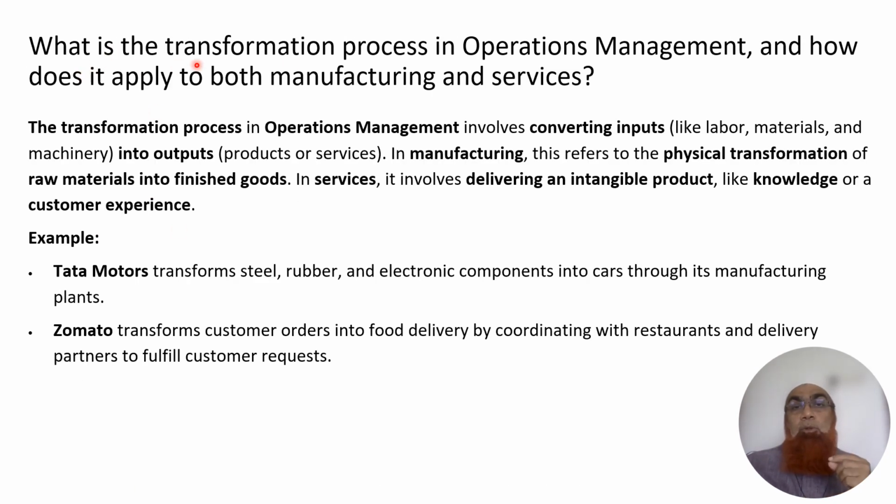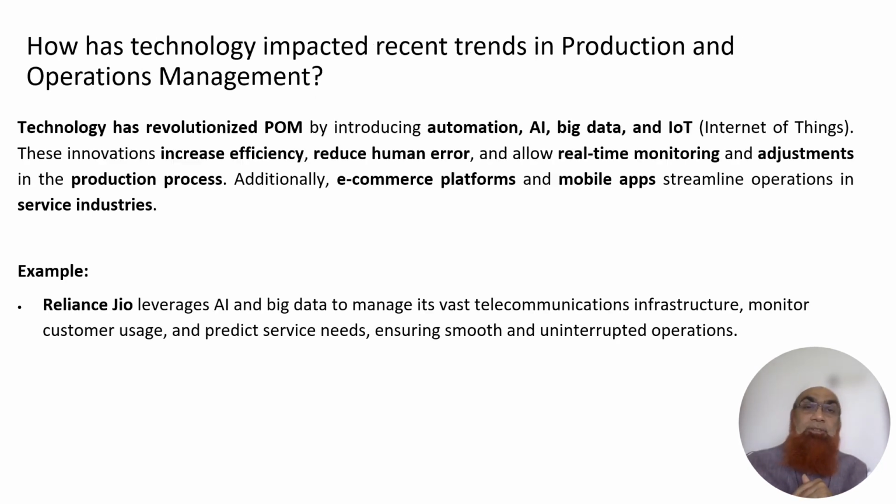Next is about the transformation process in operations management. How does it apply to both manufacturing and services? When we talk about the transformation process in operations management, it is converting input into output. Input gets converted into output by the use of labor, material, and machinery, which gets converted into product or services. In manufacturing, this refers to a physical transformation of raw materials into finished goods, whereas in services, it delivers intangible products like knowledge or customer experience. We have the example of Tata Motors and Zomato. These are two different examples of the transformation process.